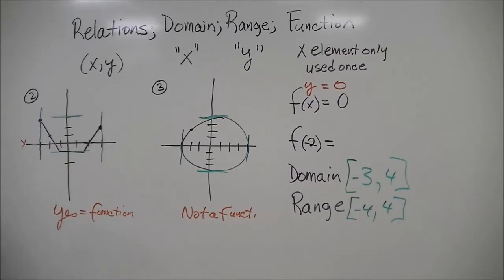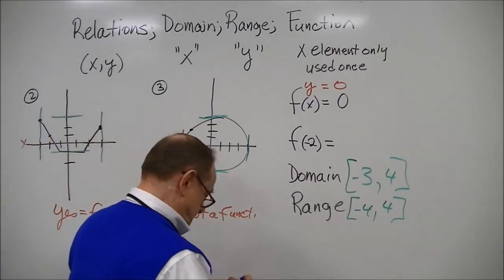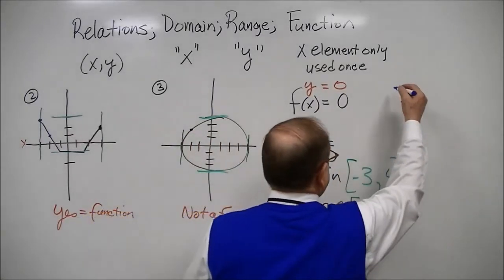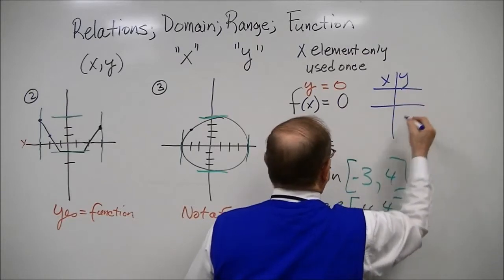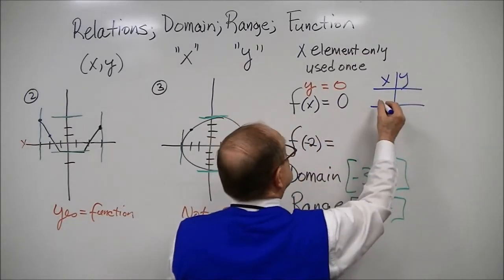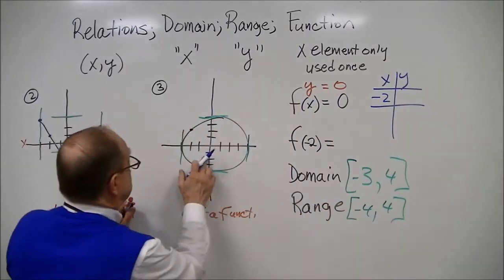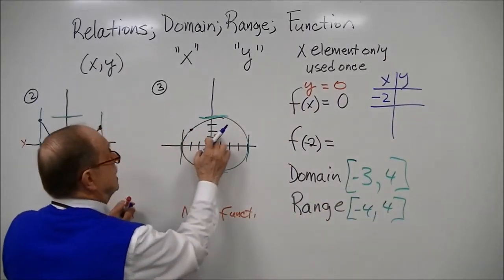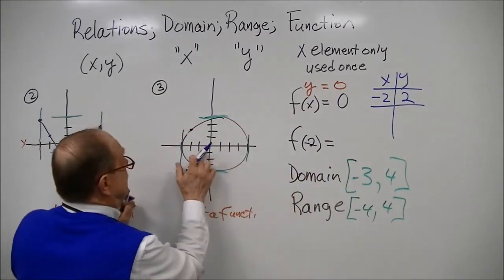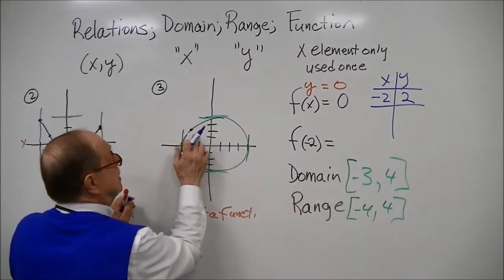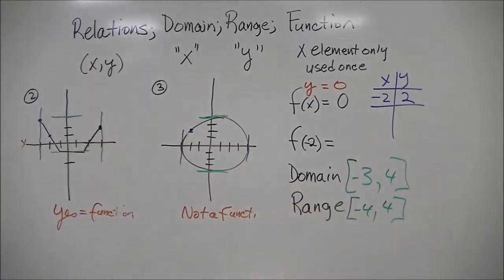And if f, make our little graph. If x is a negative 2, for a negative 2, it looks like our y will be a 2. So if x is a negative 2, we go up. And again, my graph may not be the best.